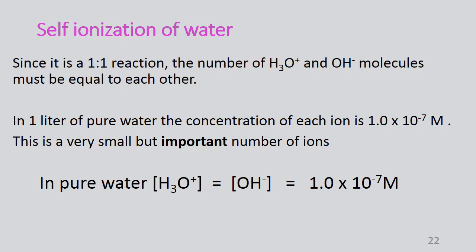So again, in pure water, the H3O positive ion concentration, those brackets right there mean concentration in molarity, equals OH negative concentration in molarity, which equals 1.0 times 10 to the minus 7th molar. Again, that's in pure water.